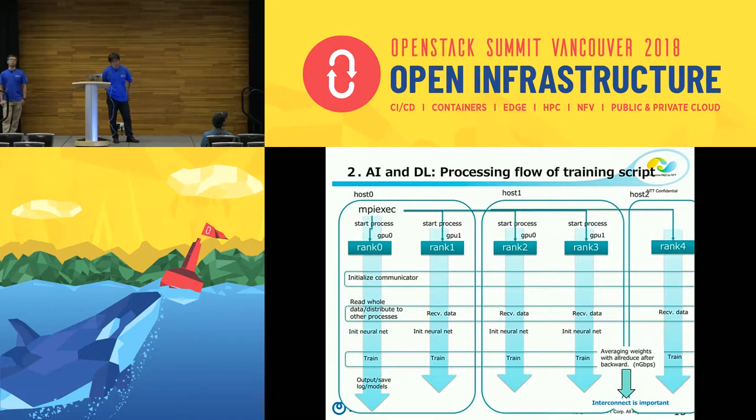Rank 0 process reads the data set, divides it and transfers it to all processes, and does some usual neural net things like initialize the weights and set up the trainer and evaluator, and then actual training starts. And after finishing one single batch of training, we need to average the models between all of the processes. For that model averaging, the interconnect is very important, because all of the models need to be transferred over the network and the average of the models needs to be calculated.